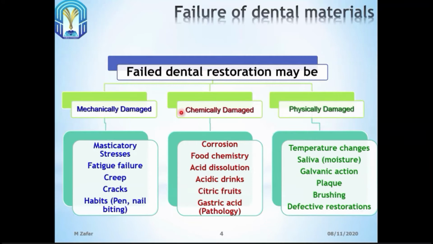And also chemical damage. Chemical damage includes corrosion, which we will go through in detail, and food chemistry, what kind of food we are taking. It can react chemically with the restoration. It can react chemically or have a chemical effect on teeth. Acid dissolution. We have minerals in the enamel and dentine, so they can be dissolved by acid attack. And where is this acid coming from? Maybe from drinks, citrus fruits, gastric acid coming from the stomach.